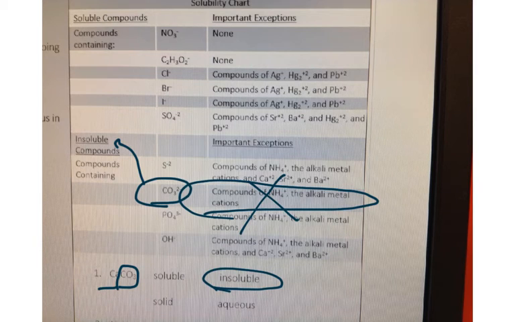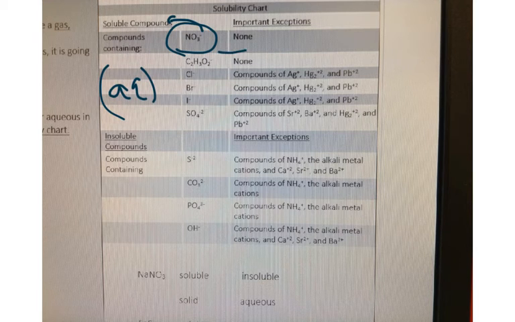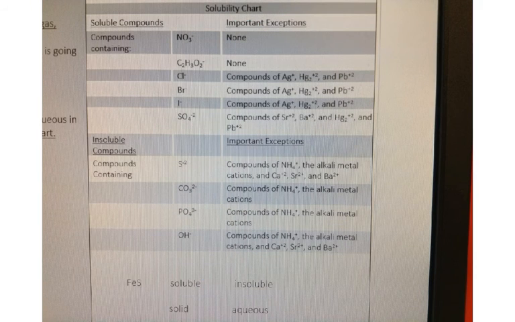Remember, the word insoluble means that it is going to be a solid. So these two questions are very similar. They're just using different words for the same thing. All right, now let's try NaNO3. NO3, according to this solubility chart, is always going to be soluble. And remember, soluble means aqueous. So there are no exceptions, so this would be soluble and aqueous.